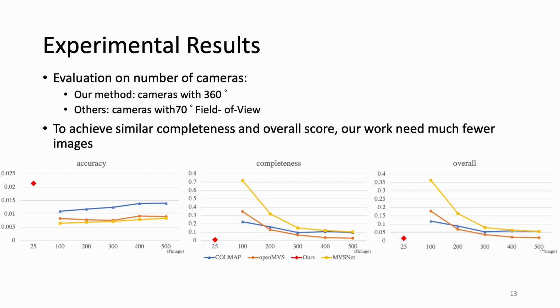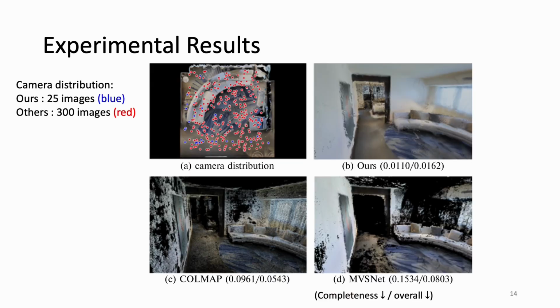We show the evaluation on number of cameras. To achieve similar completeness score, previous methods require 20 times more input images than ours. In this figure, COLMAP and MVSNet use 300 perspective cameras with 70 degree field of view, while our method only used 25 360 images. We can see that our method boosted the reconstruction completeness while saving 12 times the effort.